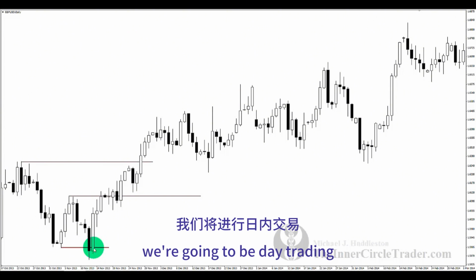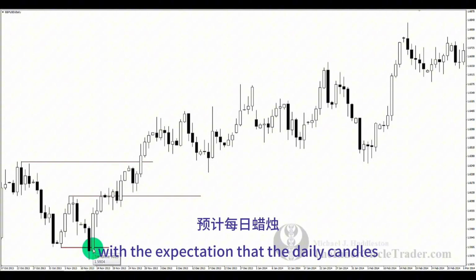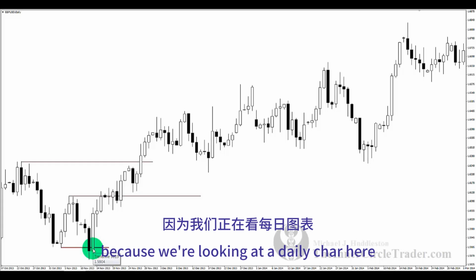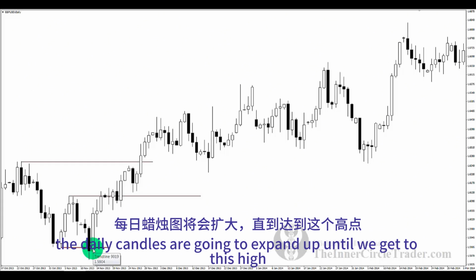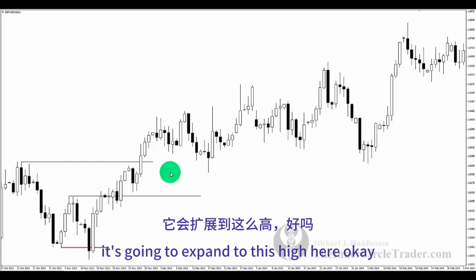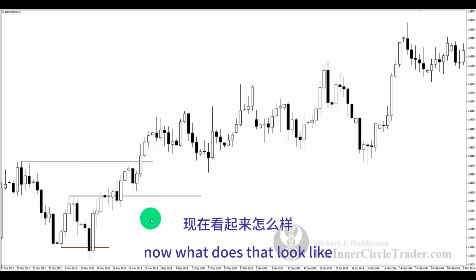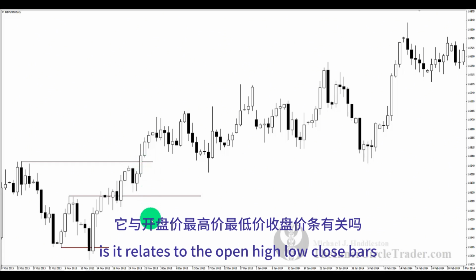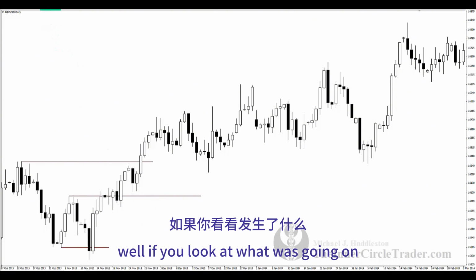Now, what does that mean? That means, well, we're going to be day trading with the expectation that the daily candles, because we're looking at a daily chart here, the daily candles are going to expand up until we get to this high, and if we show willingness to go through it, it's going to expand to this high here, okay? Now, what does that look like as it relates to the open, high, low, close bars?